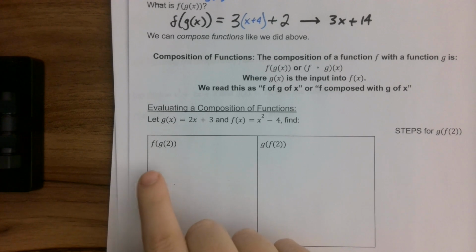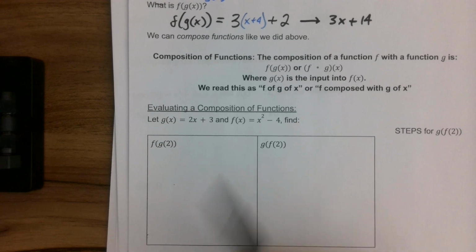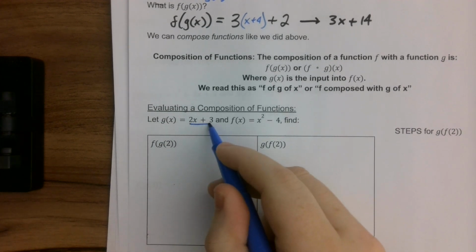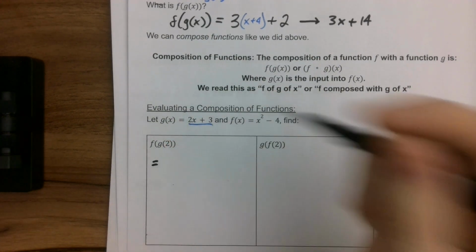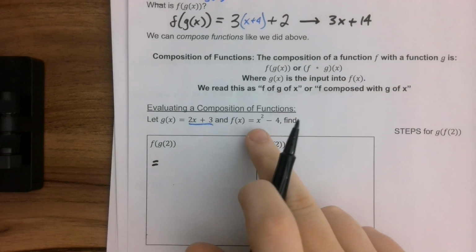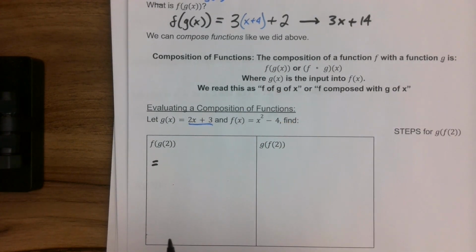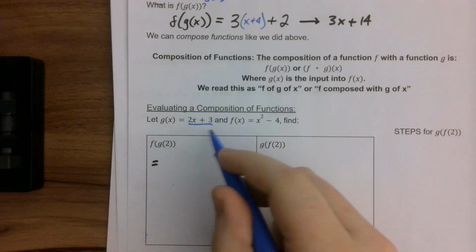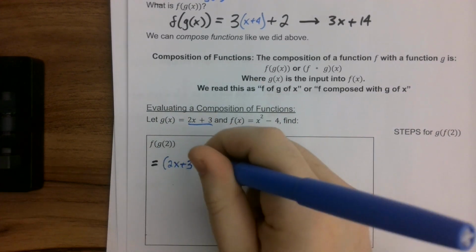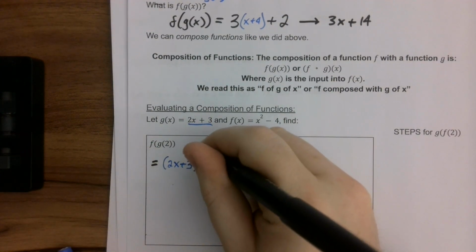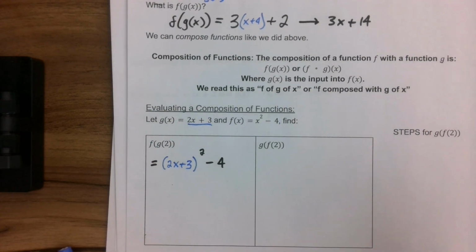If we want to find f of g of 2, this is asking us to start with f of x, but instead of x, we're going to be plugging in 2x plus 3. So f of g of 2 would be the same as writing out... Notice how f is x squared minus 4. Instead of x, what are we plugging in? We're plugging in this. Instead of x, we have 2x plus 3 squared minus 4.